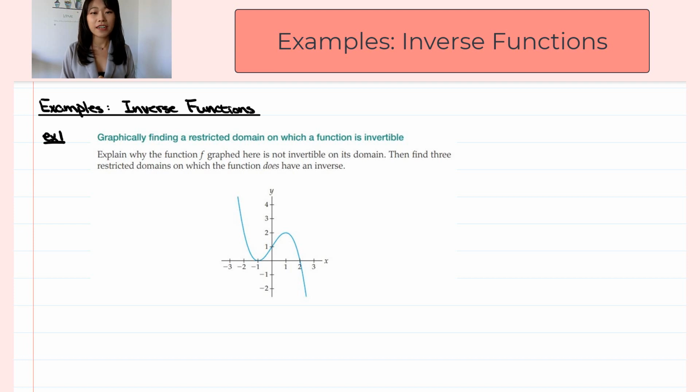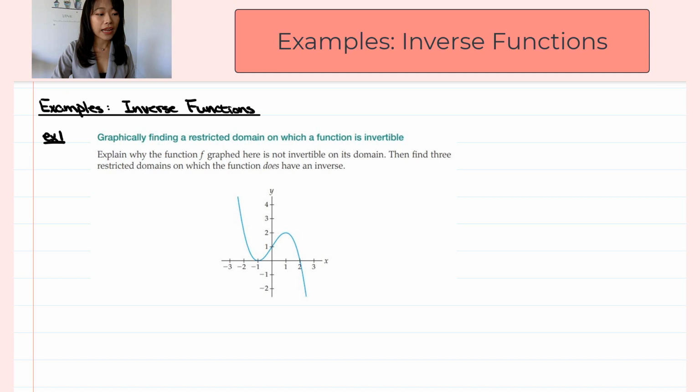A quick reminder, a function is invertible if and only if the function is a one-to-one function. A one-to-one function also means that on the graph, the function will pass the horizontal line test. So why is this function not invertible? From the graph, we can see that the function will not pass the horizontal line test.